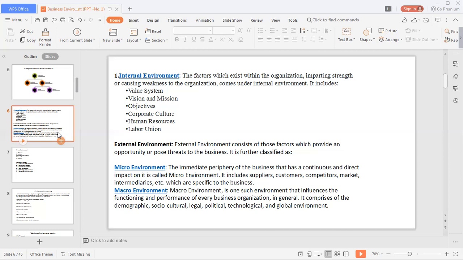Well, the micro environment is also known as the task environment and operating environment. It consists of all the factors in the company's immediate environment that affect the performance and working of any company. These micro environmental factors can be explained as suppliers, which directly impact the business enterprise. Having cordial and healthy relations with the supplier is an effective way to remain competitive and to secure quality products for any organization.